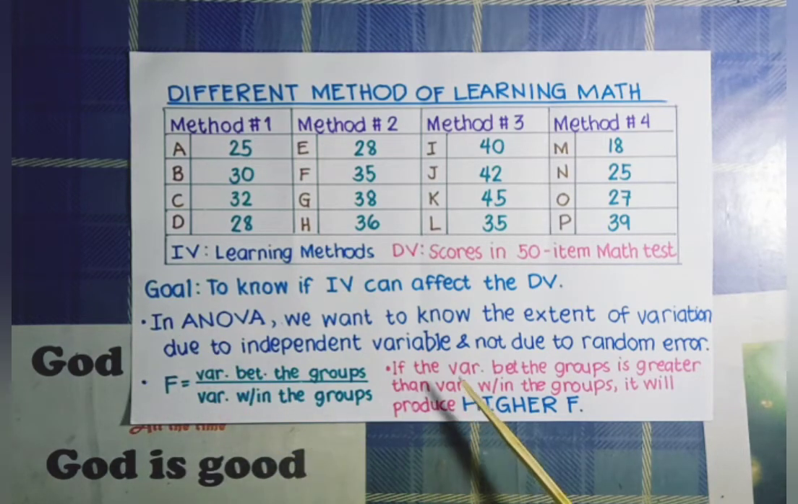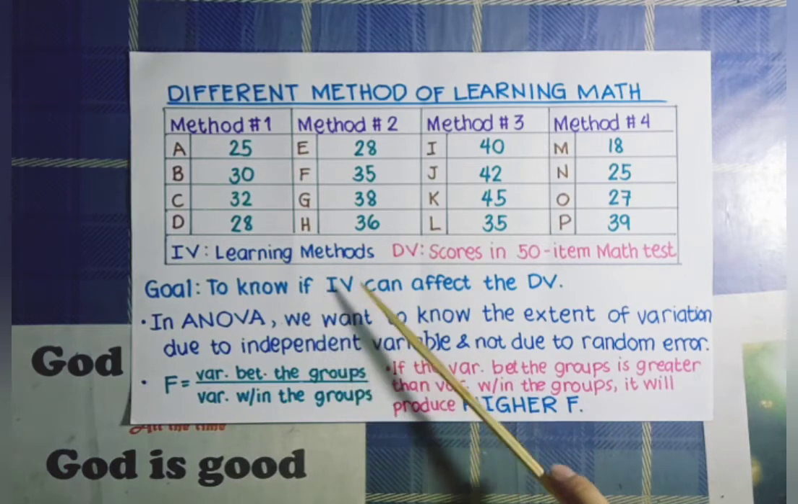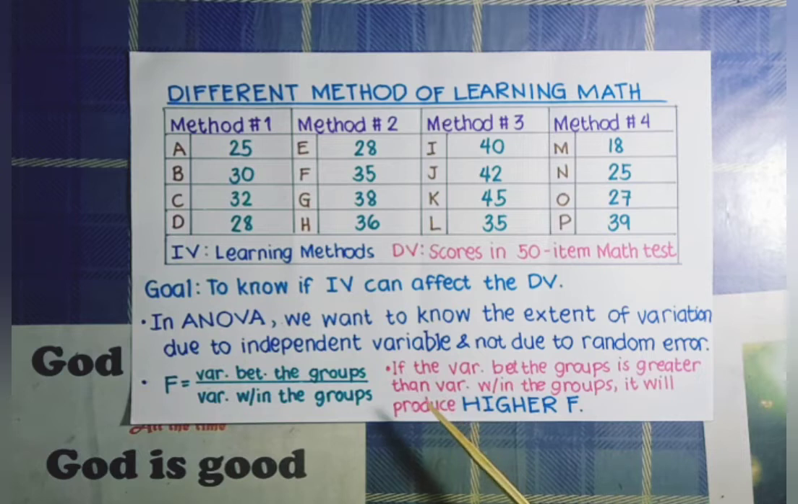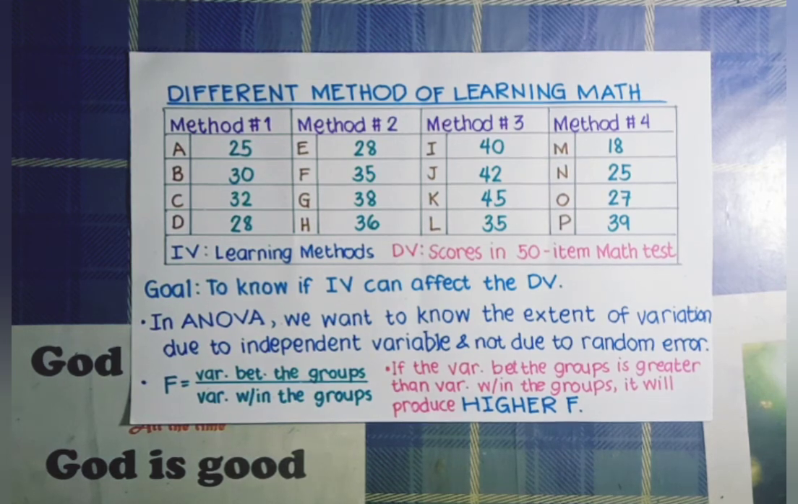Now here, if the variation between the groups, that is actually the variation that is caused by the independent variable, is greater than the variation within the groups, again, that is the variation that is caused by random error, it will actually produce a higher F. And higher F means a higher chance that the variations in scores are actually produced due to our independent variable and not due to random error. That is actually the primary concept of ANOVA.